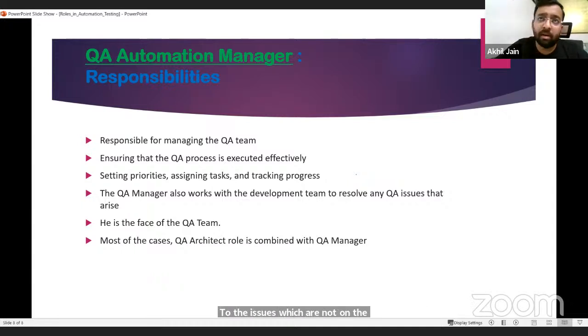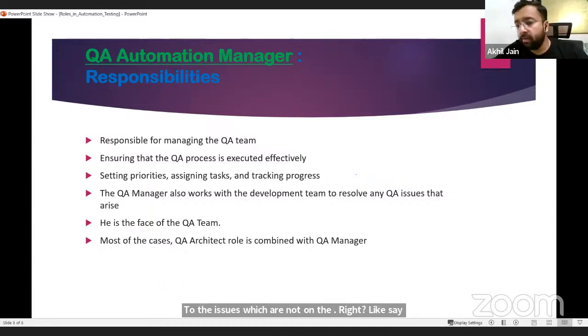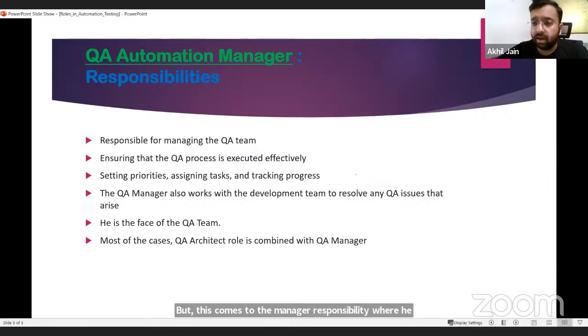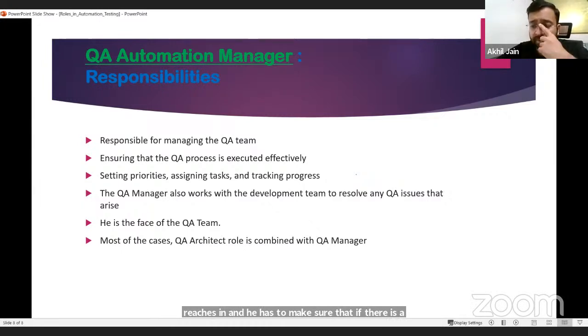Let's say you're not getting the build from the dev side. Even a lead can approach the dev team and ask them what could be the issue, and get into that discussion with them. But if things are not sorted there, it becomes the manager's responsibility, where he pitches in and makes sure that if there is a bottleneck, it gets resolved, and if something needs to be done for that, that thing is done.